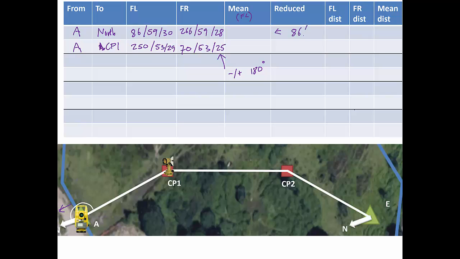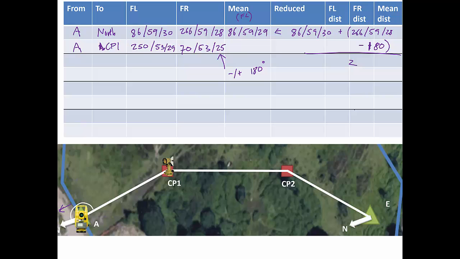So what that ends up looking like is 86°59'30" plus 266°59'28" minus 180, and divide that by 2. And that gives us our mean reading, which will be 86°59'29".